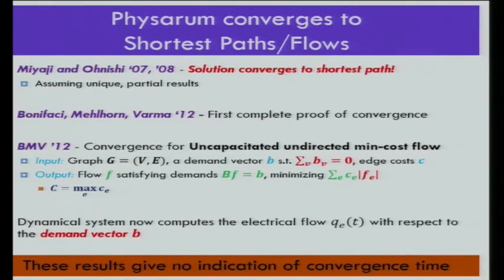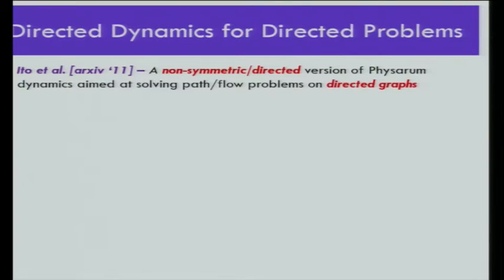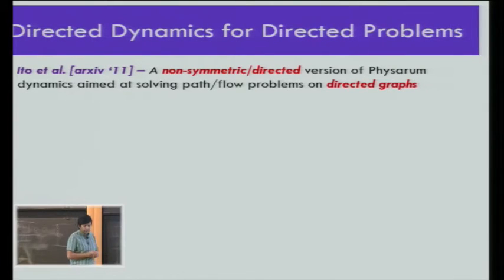However, going back to your question, none of these results give any indication on the convergence time of these dynamical systems. In yet another extremely ingenious work, Ito et al. considered a non-symmetric or a directed version of Physarum, which was aimed at solving directed graph problems. Till now we have been talking about undirected graphs, now we talk about directed graphs. So given a directed graph, you want to find the directed shortest path and a directed flow.